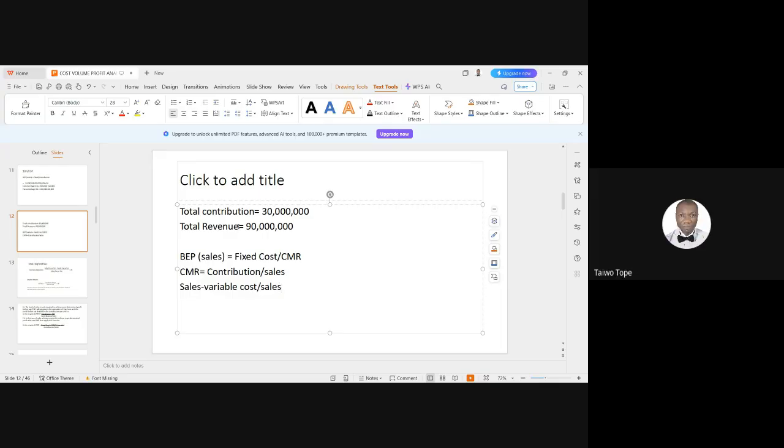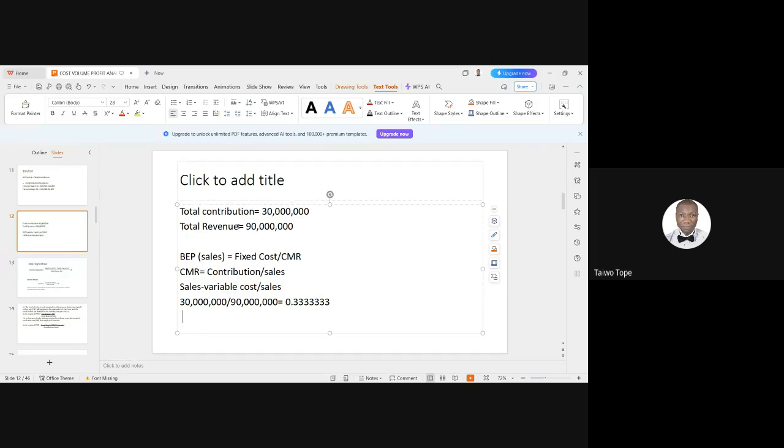Now, since we've established this, what is our contribution from the question? 30 million. Our sales is 90 million. When you do this, you're going to have 0.333. So this is our contribution margin ratio.